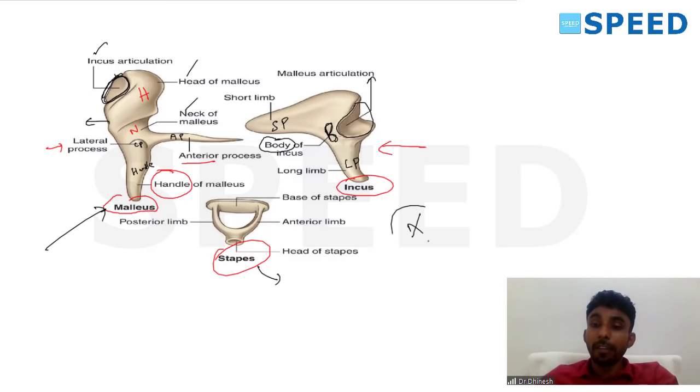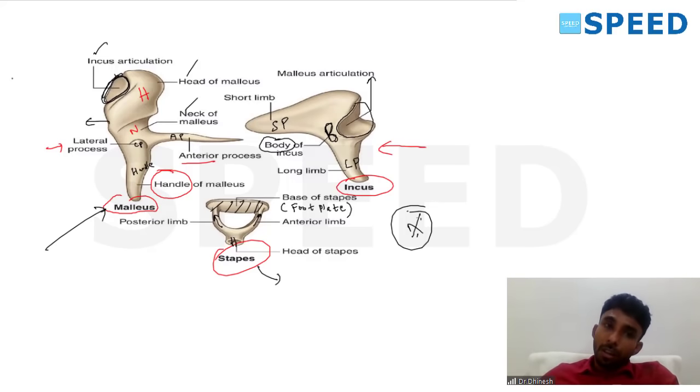And coming to the stapes, how will you identify the stapes? Stapes can be easily identified, isn't it? Because of the presence of the head of stapes and the two limbs through which the head will be attached to the base. The base, otherwise called the foot plate of stapes, which will be attached to the fenestra vestibuli of the cochlea by the annular ligament, isn't it?